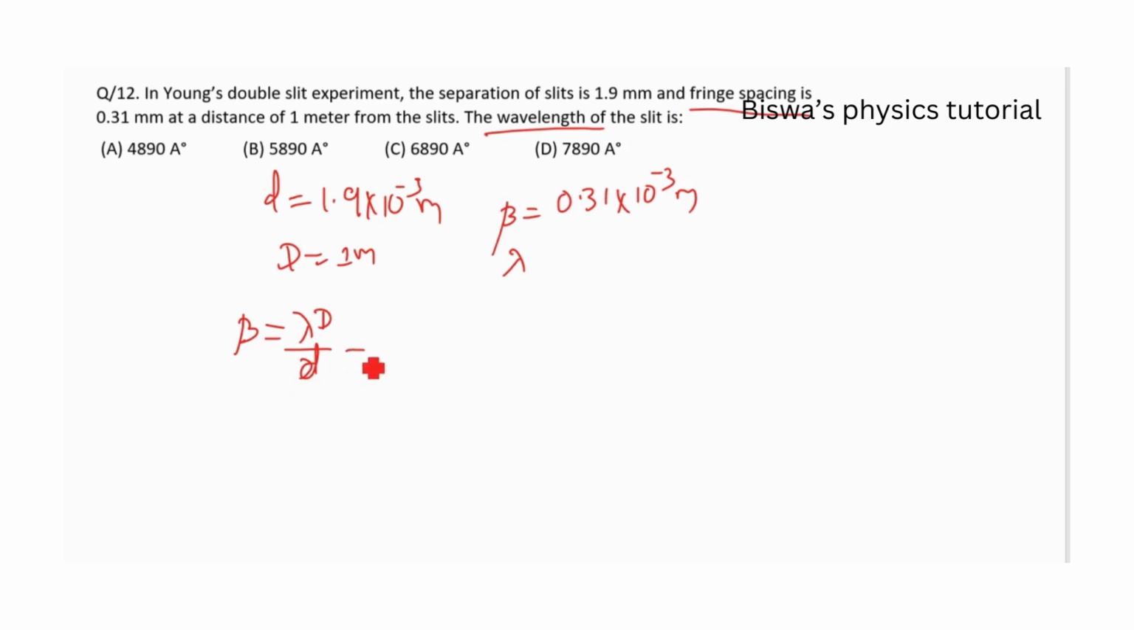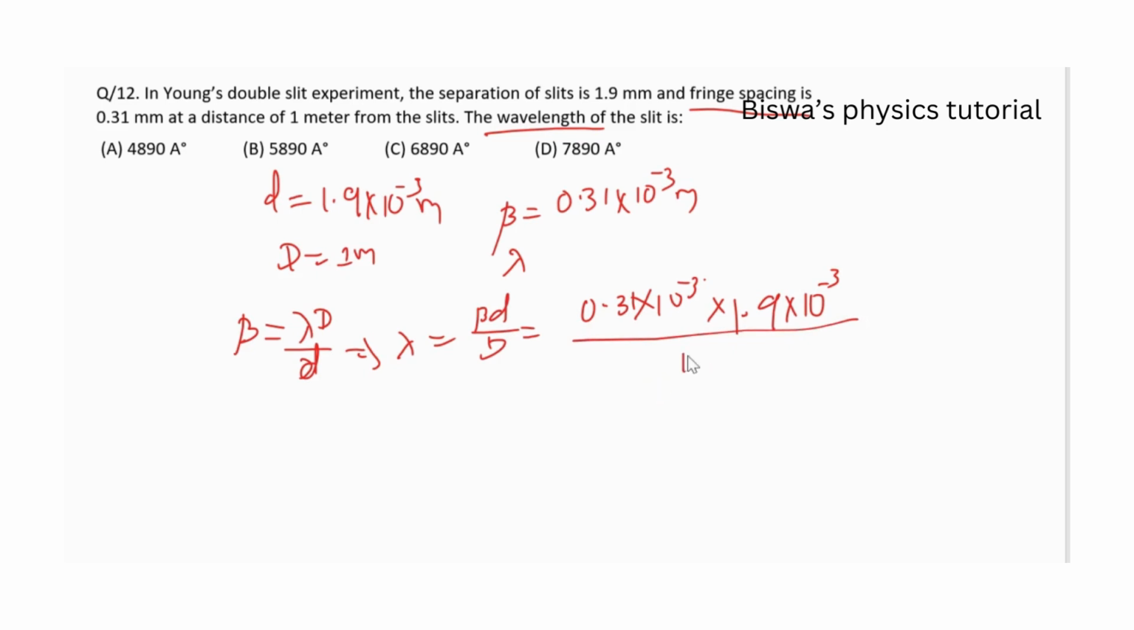So simply now lambda becomes beta small d by capital D. Put all the four values. It's 0.31 into 10 to the power minus 3, into small d is 1.9, okay, 1.9 into 10 to the power minus 3, divided by capital D is 1.